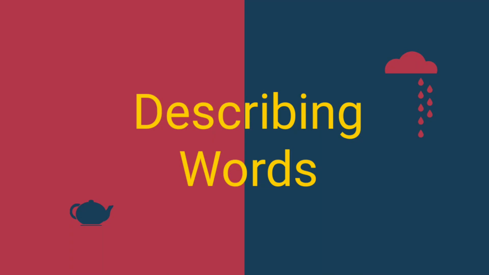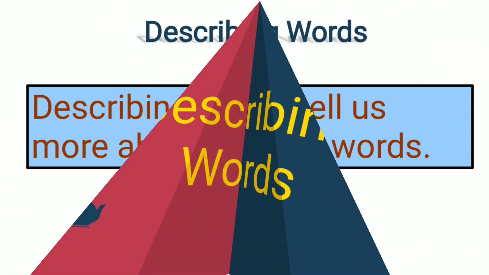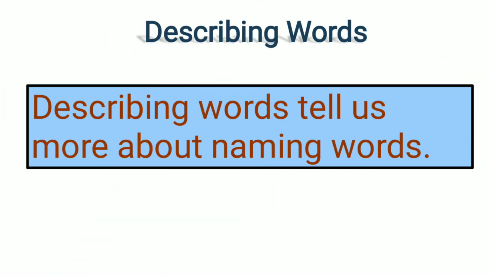Hello children. Today let us learn a new interesting chapter, that is describing words. What are describing words? Describing words tell us more about the naming words. We all have learned what naming words are, right children? Naming words are the names of people, places, animals and things.